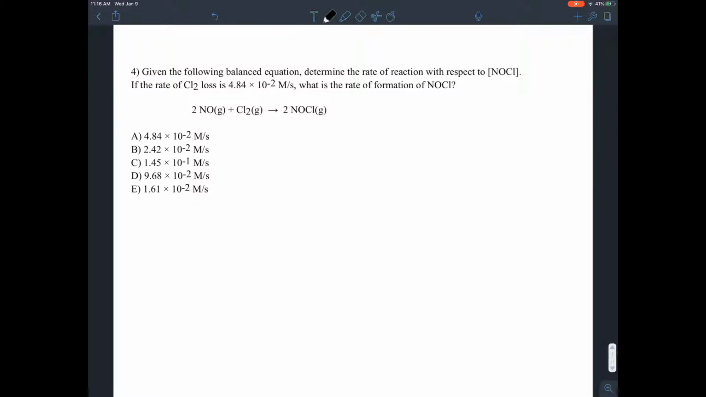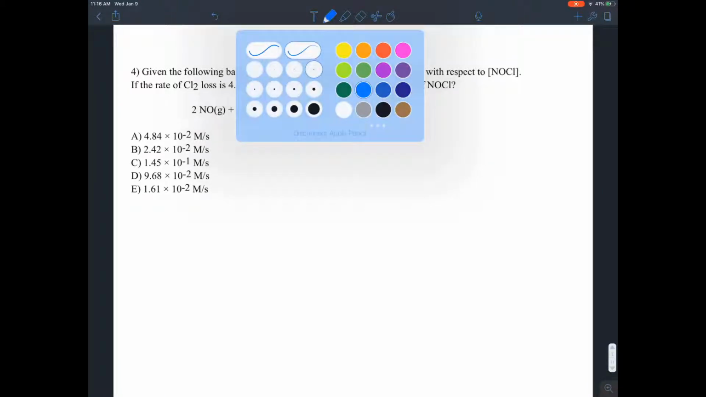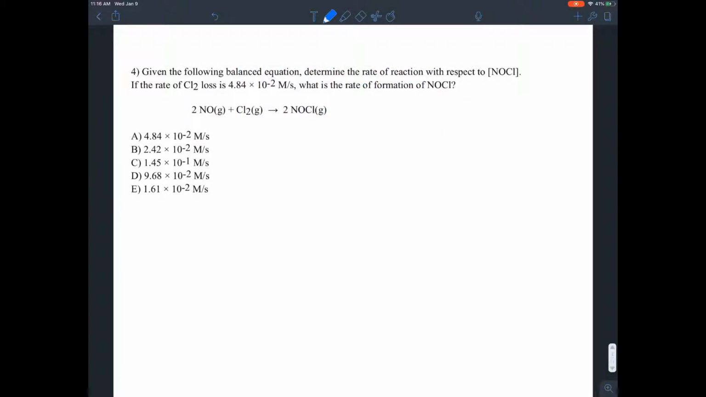Given the following balanced equation, determine the rate of the reaction with respect to NaCl. If the rate of Cl2 loss is 4.84 times 10 to the negative 2 molar per second, what is the rate of formation of NaCl? So we're going to use some more strategies that we learned in part 1 of our videos. And that was that we can create a rate equation based off of this balanced equation that we see here. And another tip, be aware, make sure that your equation is balanced.